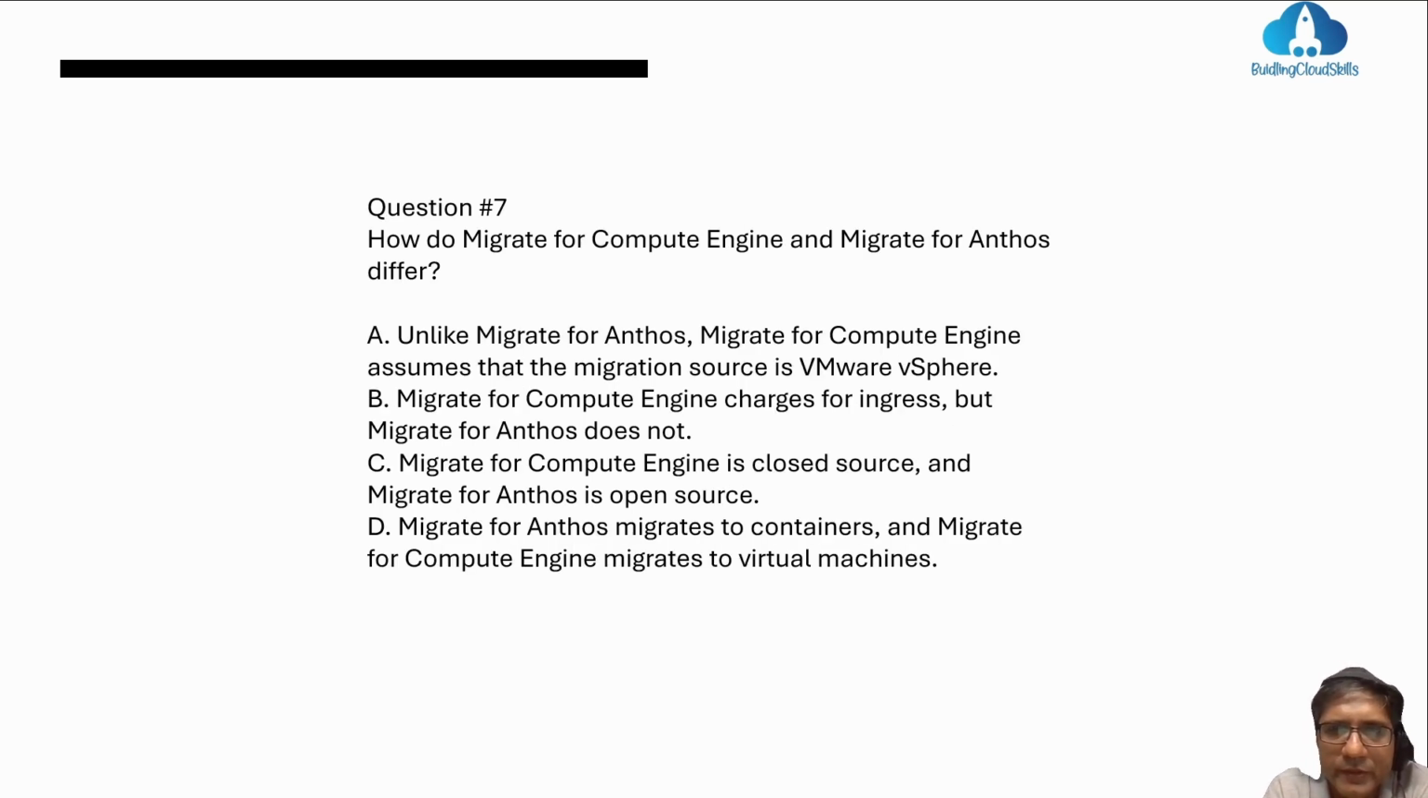How do Migrate for Compute Engine and Migrate for Anthos differ? Option A, unlike Migrate for Anthos, Migrate for Compute Engine assumes that your migration source is VMware vSphere. Option B, Migrate for Compute Engine charges for ingress but Migrate for Anthos does not. Option C, Migrate for Compute Engine is closed source and Migrate for Anthos is open source. Option D, Migrate for Anthos migrates to containers, Migrate for Compute Engine migrates to virtual machines. So the right answer is D. Yes, Migrate for Anthos is for migrating from VM to containers, and Migrate for Compute Engine is VM to VM migration.